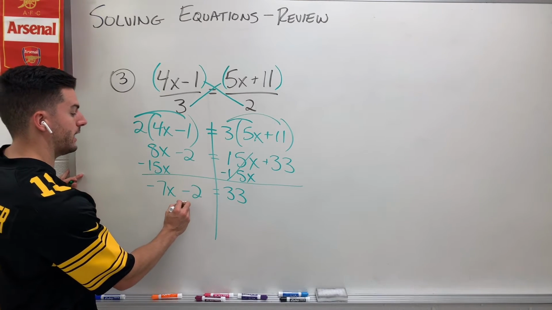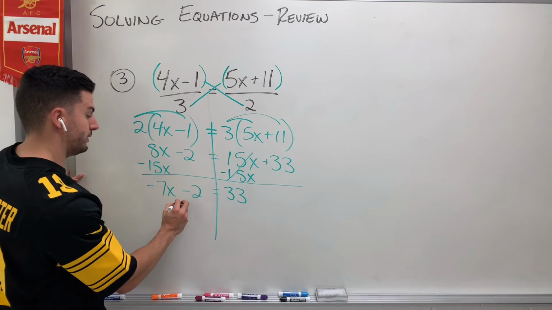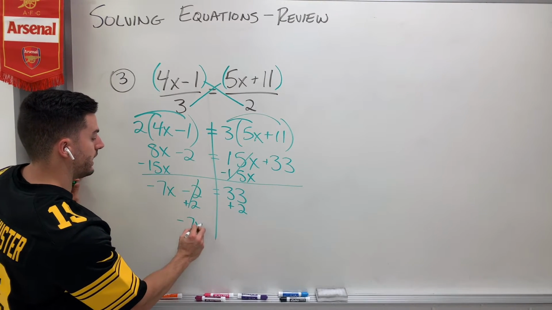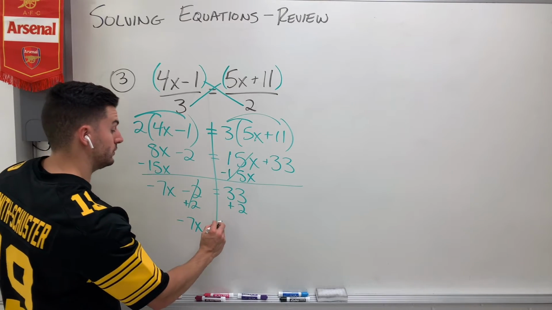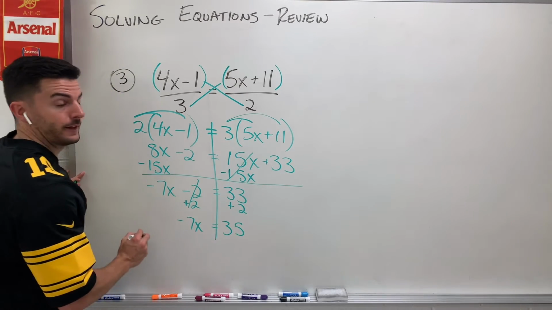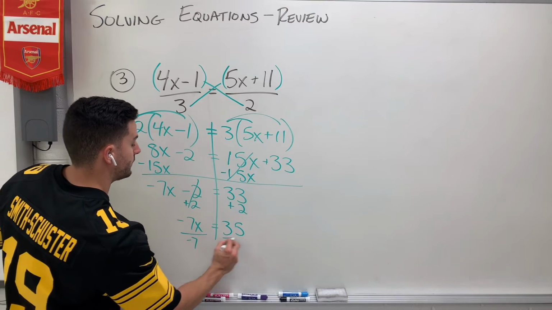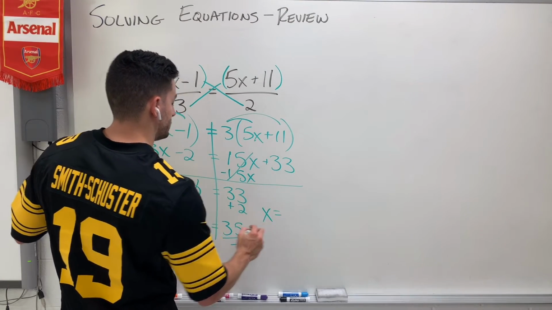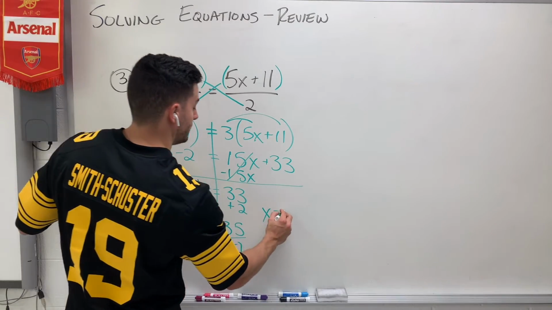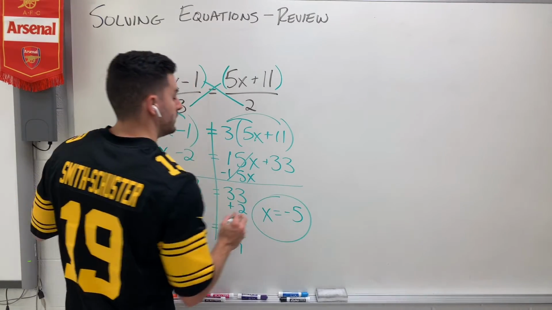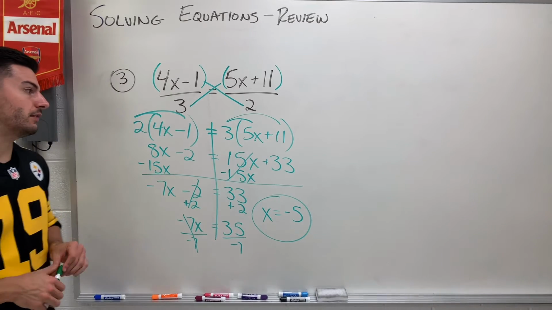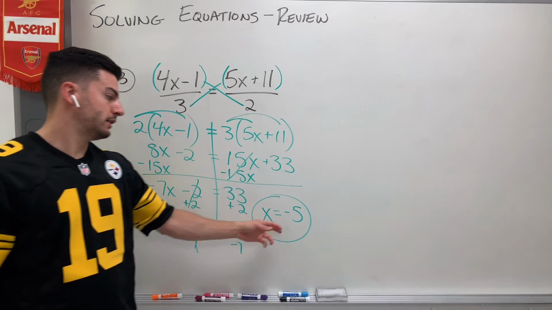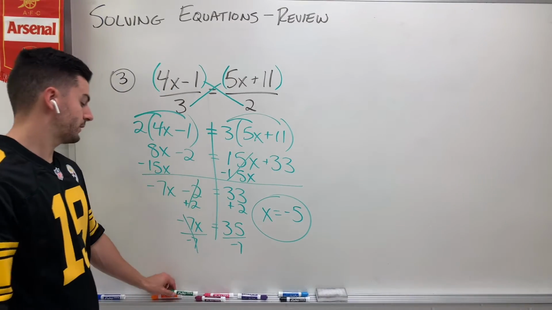And then from here, I get this x by itself, so I would plus this 2. So negative 7x equals 33 plus 2 is 35. And then I divide by the negative 7, and I'm left with x equals 35 divided by negative 7, which would be negative 5. So hopefully you got that, negative 5. The start of it can be tricky, but hopefully you get it down to a place where you're able to solve. One more.